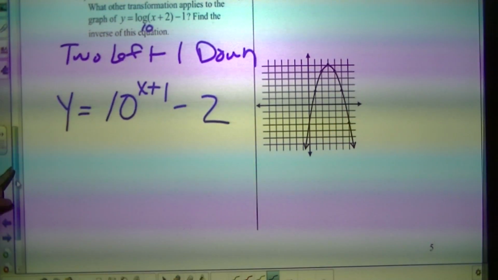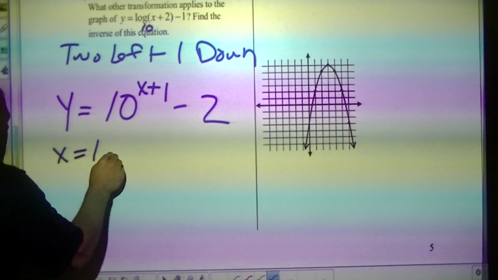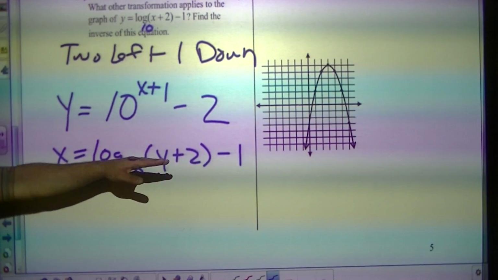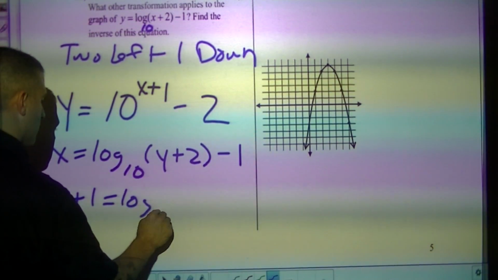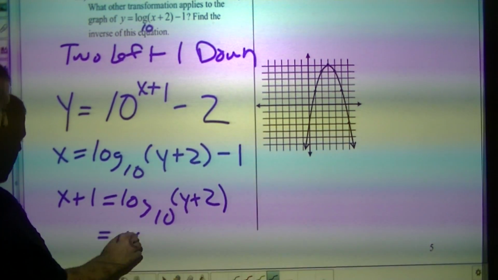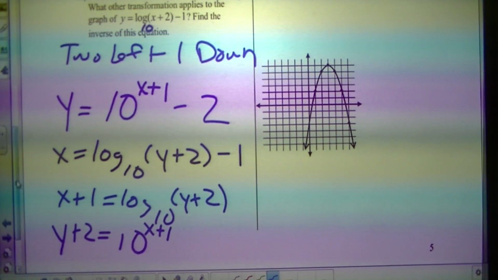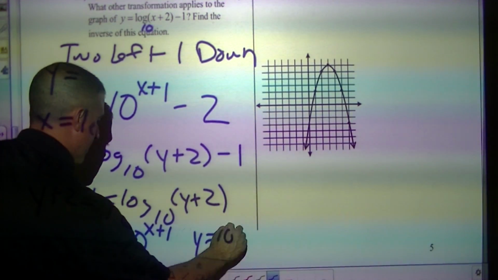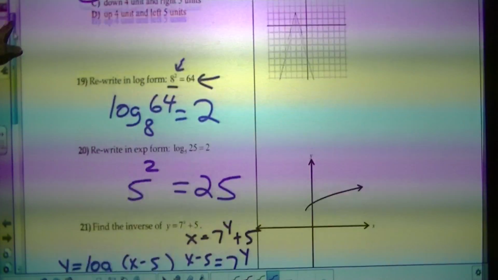Okay, once again, if you want to see the long way behind that, that's going to be x equals log of 10, y plus 2 minus 1. I've got 4 parts here, so the minus 1's got to come over. Now when I go to convert it, the base is 10, it can no longer equal x plus 1, it's got to equal y plus 2. The x plus 1 is going up there, and then the 2 would move over, and that's how you get y equals 10 to the x plus 1, minus 2. All right, let's see here.